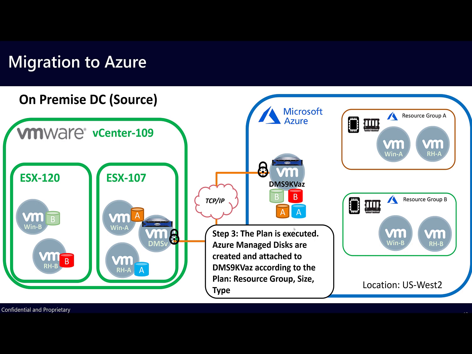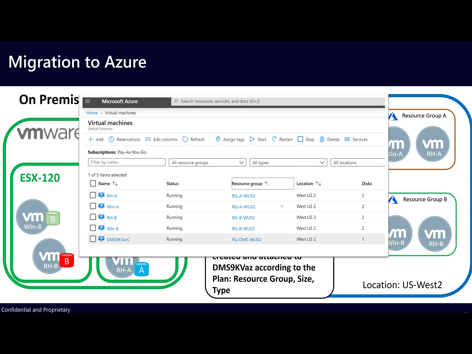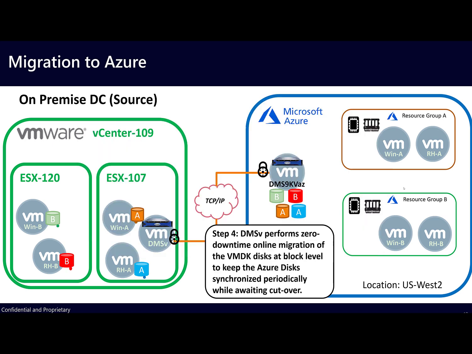So when the plan is executed, the Azure managed block device or managed disk will be created automatically. They are at least the same size or bigger than the source. During the migration, before cutover, these are owned by or attached to the DMS 9000 receiver. The receiver would receive the data, decompress it, and write it to these managed disks. And when you're ready to cut over, when they're all synced up, they are then moved to the appropriate virtual machines.